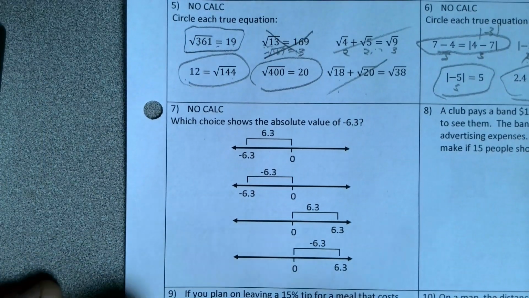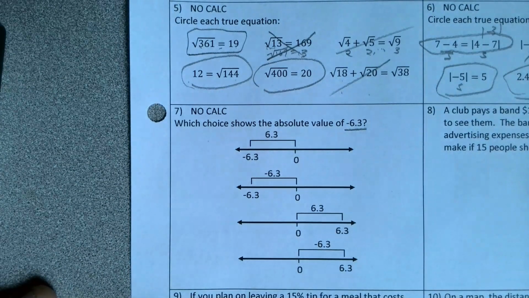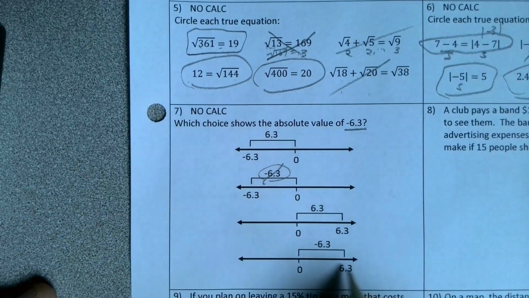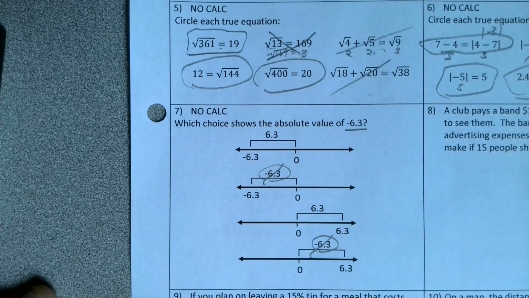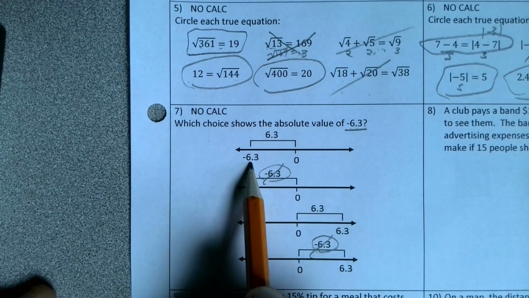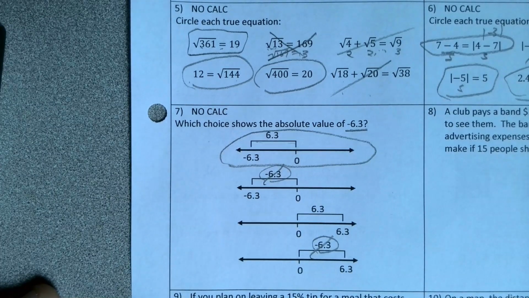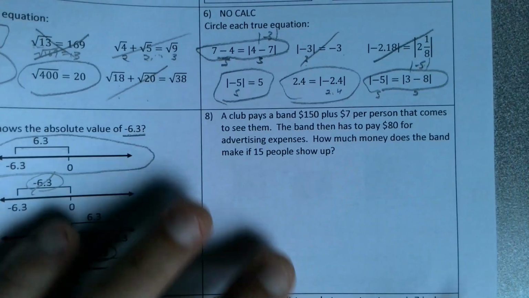Okay, we have the absolute value of -6.3. First of all, you'd never have a distance be negative. Next, -6.3 on the number line would be right here, and it's 6.3 away from 0. So there it is. All right.